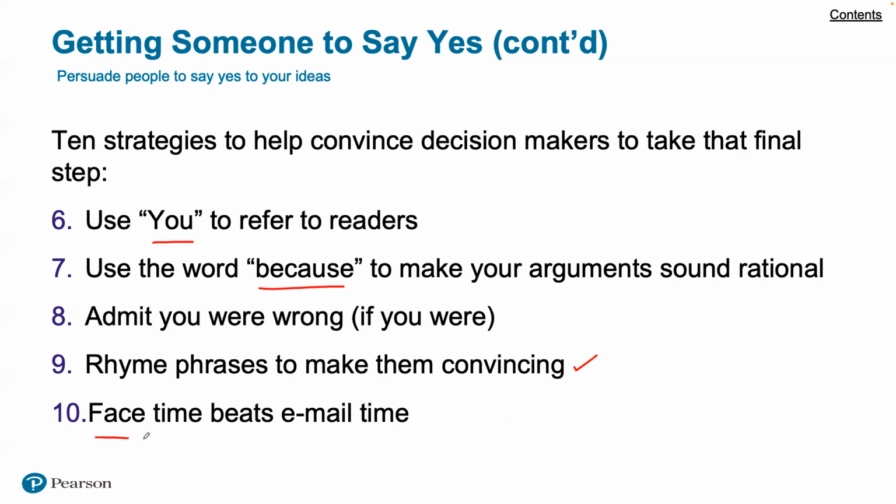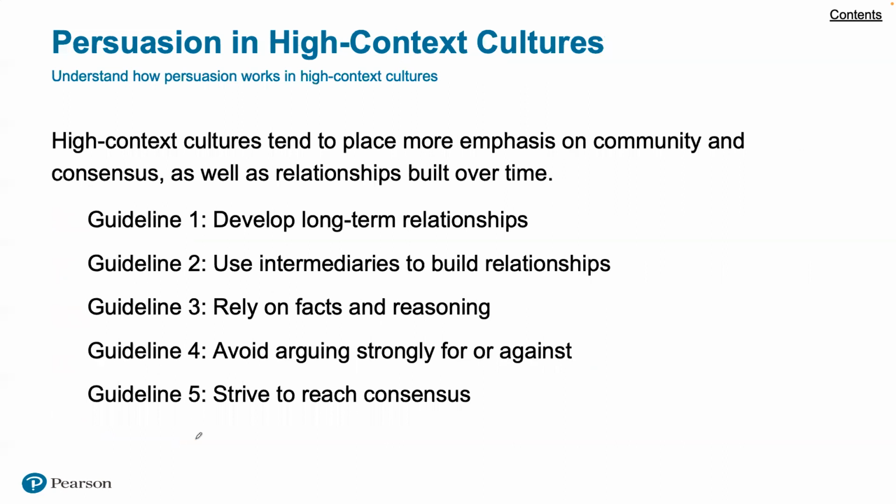And so this is where it definitely is a higher return if you can get in front of those decision makers and talk about this. So how do we do persuasion in high context cultures? High context cultures tend to place more emphasis on community and consensus. And so if you're in this kind of a situation, develop long-term relationships.